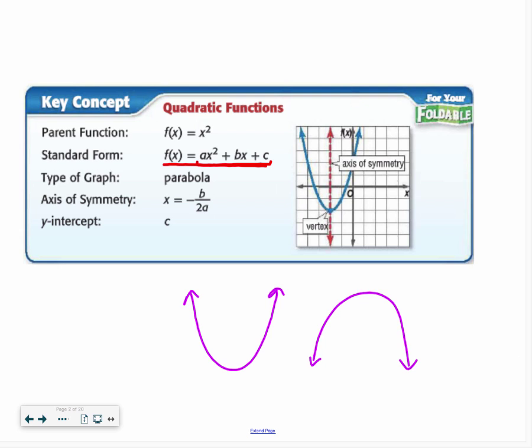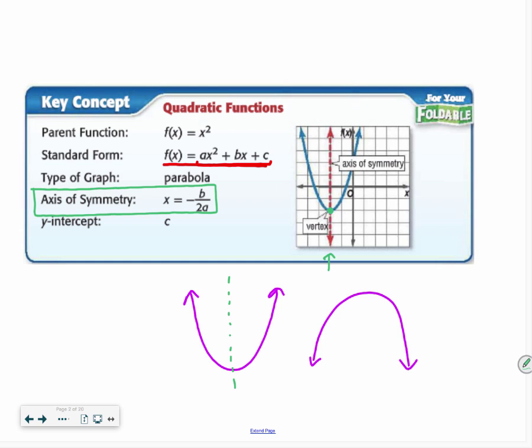The newest thing here is the axis of symmetry. Remember, symmetry is when you can cut something in half. So if I were to draw that vertical line and fold on that line, if my drawing was perfect, it would fold exactly in half. If you look at the drawing in the key concept box, you can see that the red dotted line is the axis of symmetry.